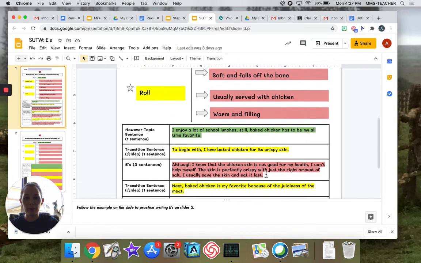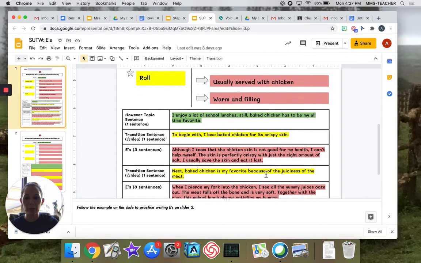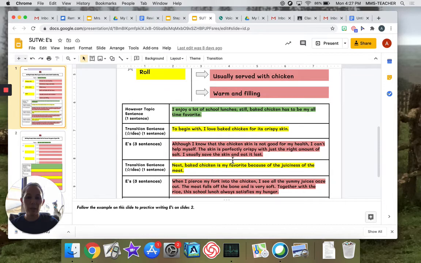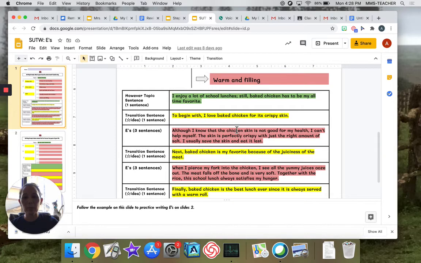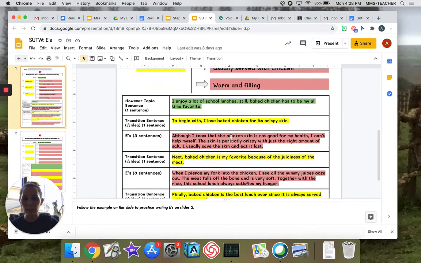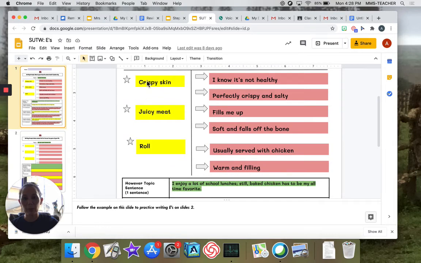So I'm going to come up with a topic sentence, and I use the however topic sentence. I enjoy a lot of school lunches; still, baked chicken has to be my all-time favorite. Now here's a transition sentence. To begin with, I loved baked chicken for its crispy skin. And remember, that's the first star idea.